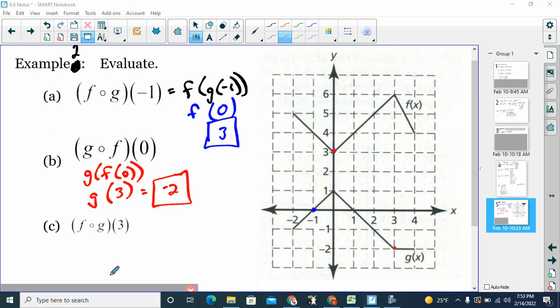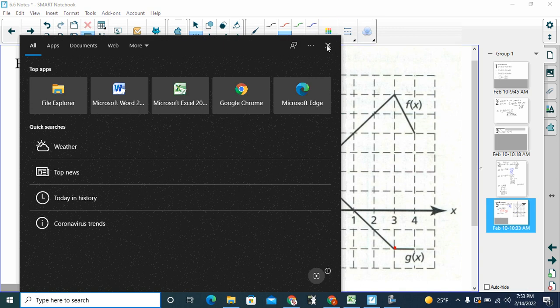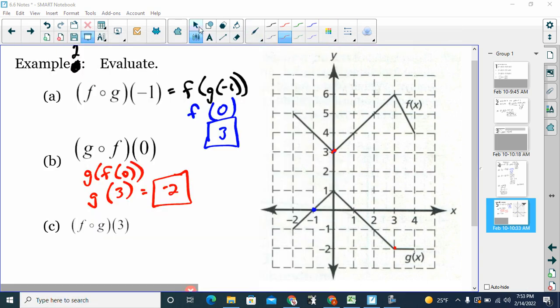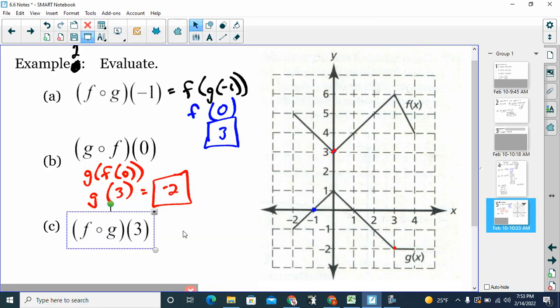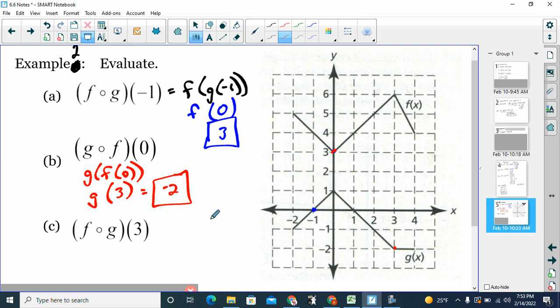You try these last two: f of g of 3, as well as f minus g of negative 2. So pause the video, you try those two, we'll go over answers, and that'll be it for the notes.